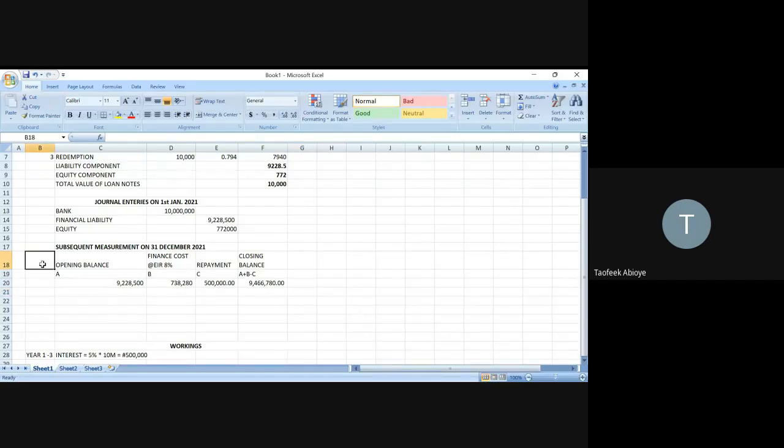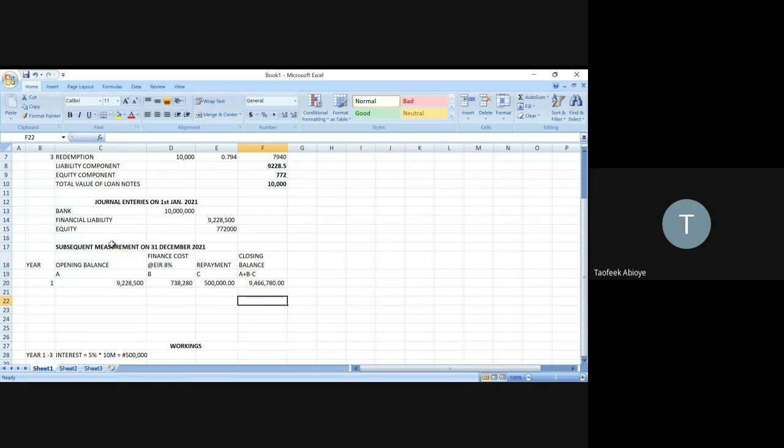This one will be in year 1. So in year 2, we'll bring this balance here again. We'll calculate 8% on it. We put it here. We deduct 500,000 again. We put it here. If we do this for 3 years, then this balance will be nil.